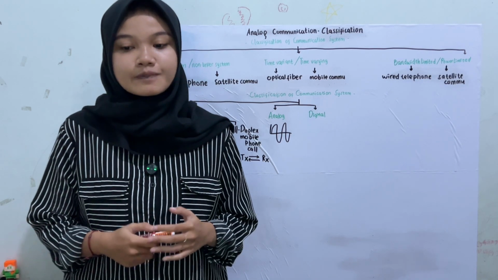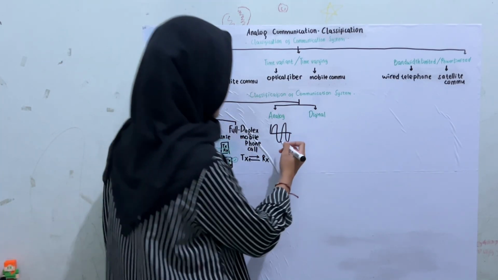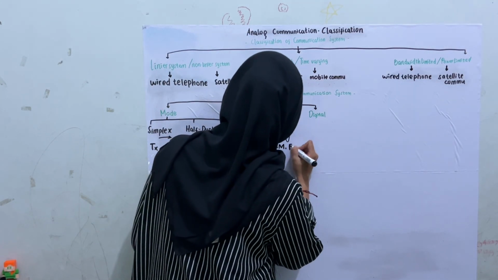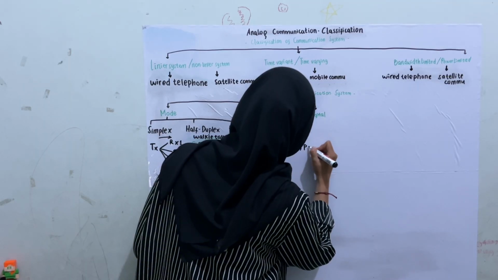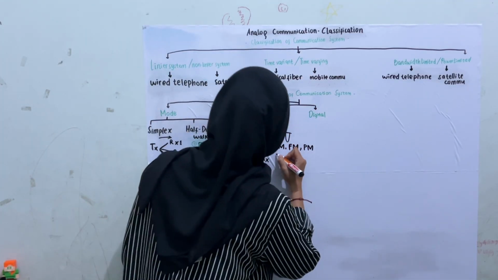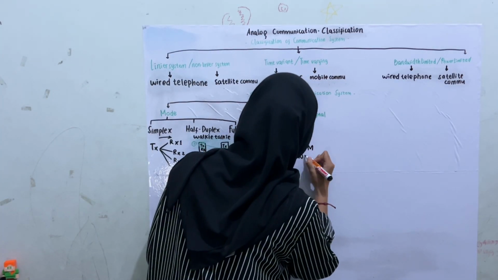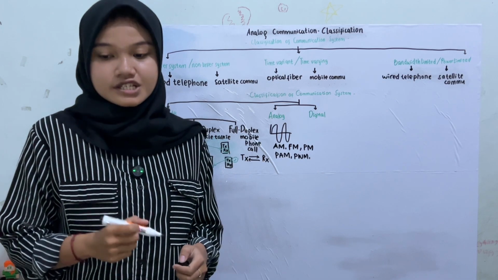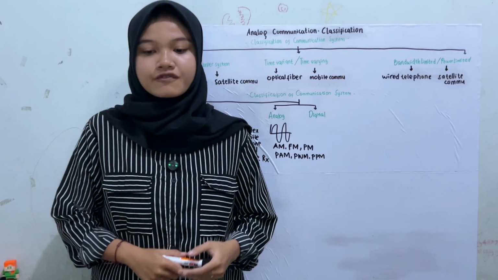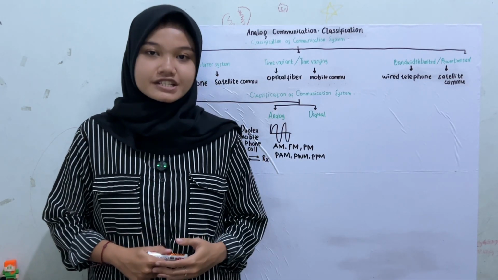Several modulation techniques belong to analog communication, including amplitude modulation, commonly known as AM, and then frequency modulation, or FM, and then phase modulation. And the next is pulse amplitude modulation, and then pulse width modulation, and pulse position modulation. Each technique modifies a different characteristic of the carrier signal in order to transmit information efficiently.